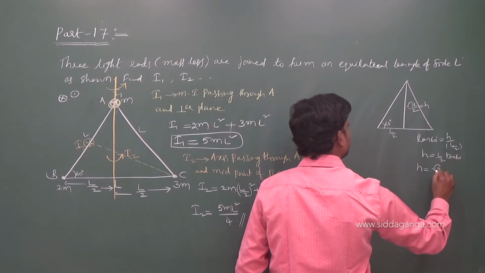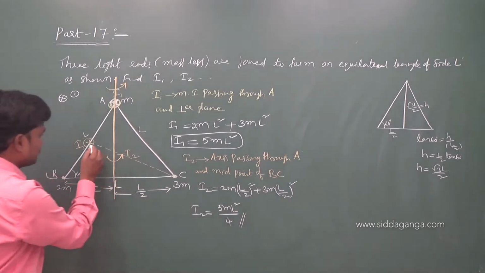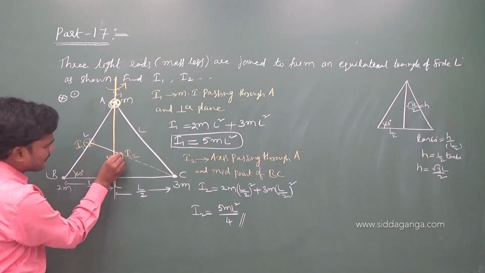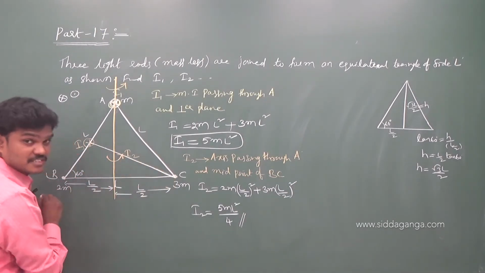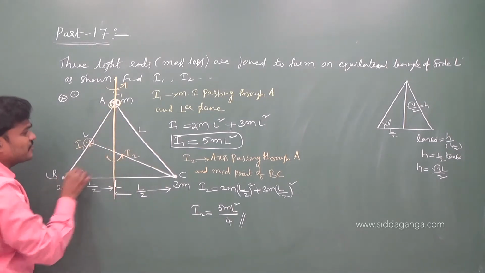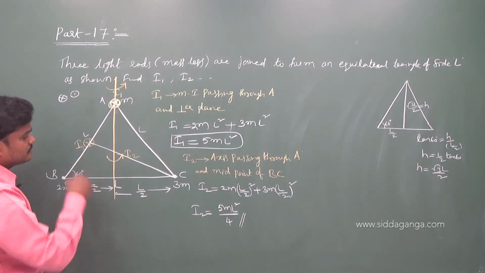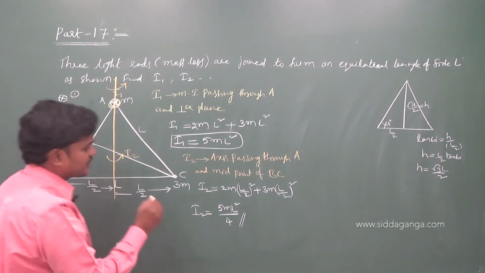Tan 60 is root 3 L by 2. So how much is this distance? This distance is root 3 L by 2. This distance is also root 3 L by 2, from here to here also root 3 L by 2. Clear? Okay. So let me write I3.